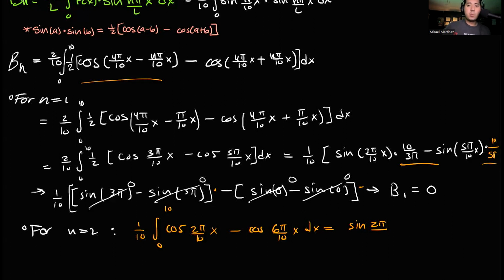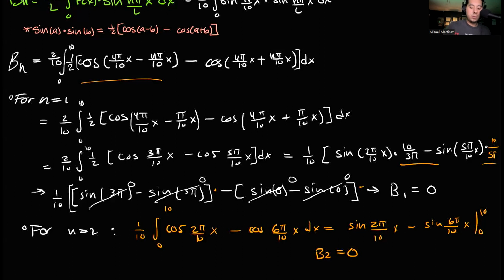And for this one, we're going to have the same thing, right? So sine of 2 pi over 10x minus sine of 6 pi over 10x from 0 to 10. If you evaluate again, we're going to get that B2 is equal to, once again, 0, because we're going to have sine of 2 pi, sine of 6 pi, sine of 0, so that's still 0.